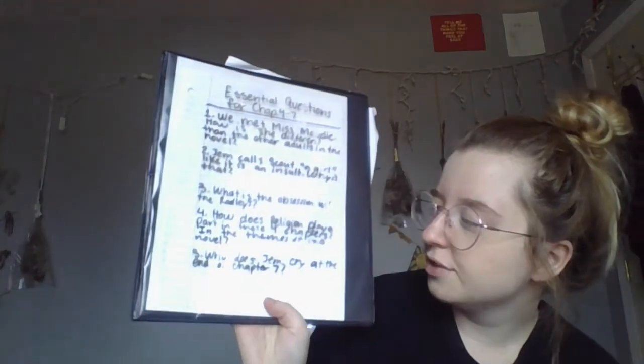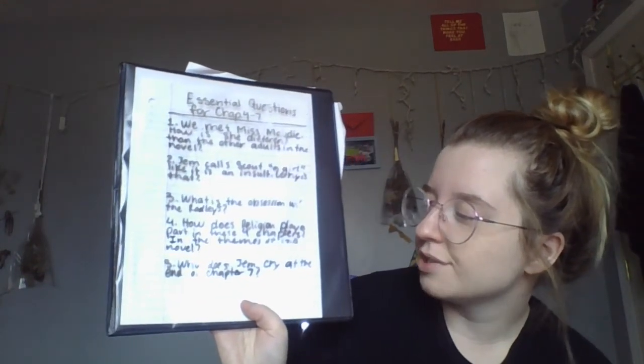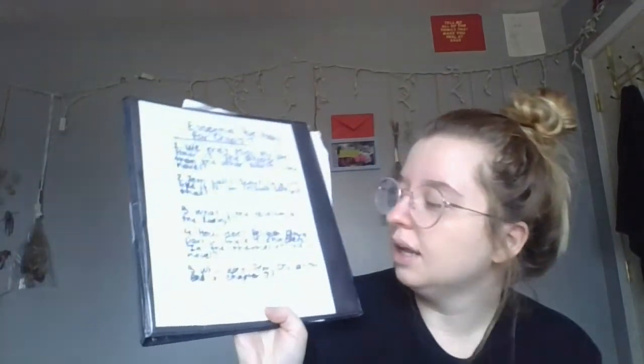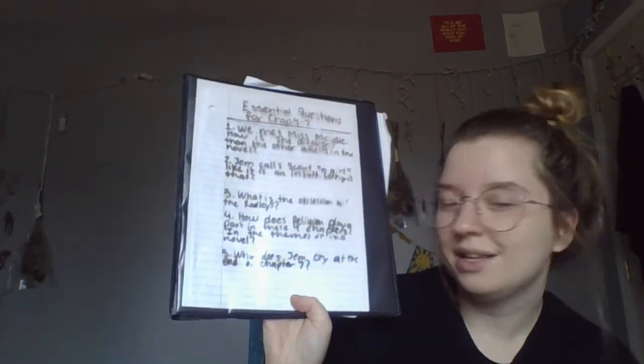And then 4, how does religion play a part in these 4 chapters and in the themes of the rest of the novel? So how does religion play with these ideas of curiosity and activities that happen within these 4 chapters, as well as keep this idea of religion in mind as a theme within the book? And then 5, why does Jem cry at the end of chapter 7? So why do you guys think that Jem is crying at the end of chapter 7? Okay. So those are the essential questions for today.